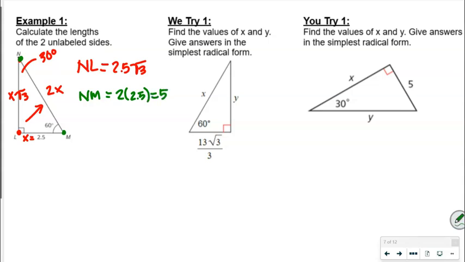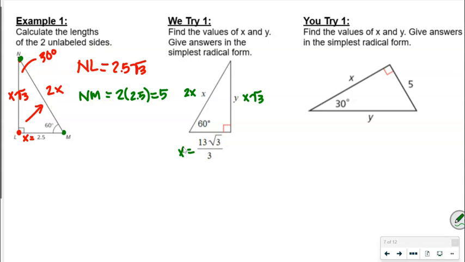Once again, use the formulas, and you have a formula sheet, remember. We know that the shortest leg is this one down here, so that's going to be x. We know that our long leg is going to be x square root of 3, and we know that our hypotenuse is going to be 2x.